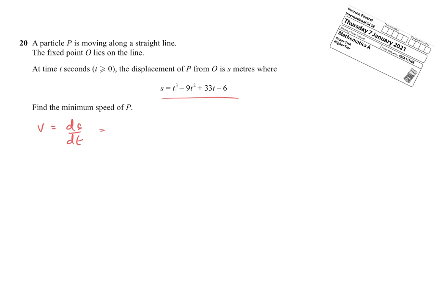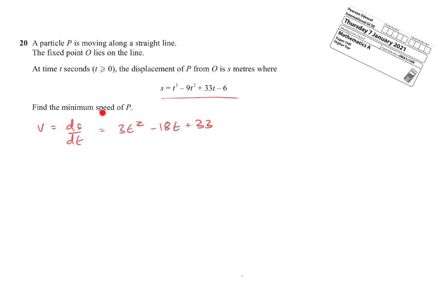Differentiating t cubed, that's going to give us 3t squared. You should know that the power comes down in front, and we take 1 off the power. Then we have minus t squared, so the 2 comes down to multiply the minus 9, giving us minus 18. 1 off the power gives us t to the power 1, which is just t. Differentiating 33t, you just get 33, so it's plus 33. And when you differentiate a constant, in this case minus 6, it just disappears, so there's nothing to add on here. So this is the equation for our velocity or our speed.